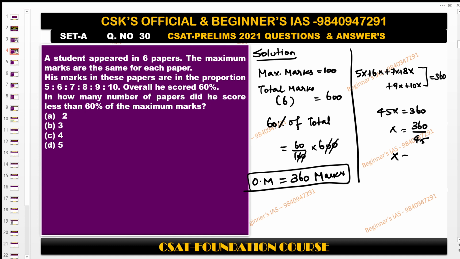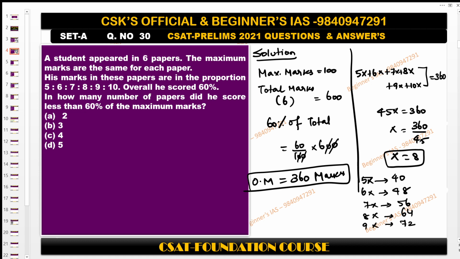After knowing the value of x, find out the individual subject marks. So 5x is nothing but 40. 6x is nothing but 48. 7x is 56. 8x is 64. Then 9x is 72. 10x is 80. So now read the question.